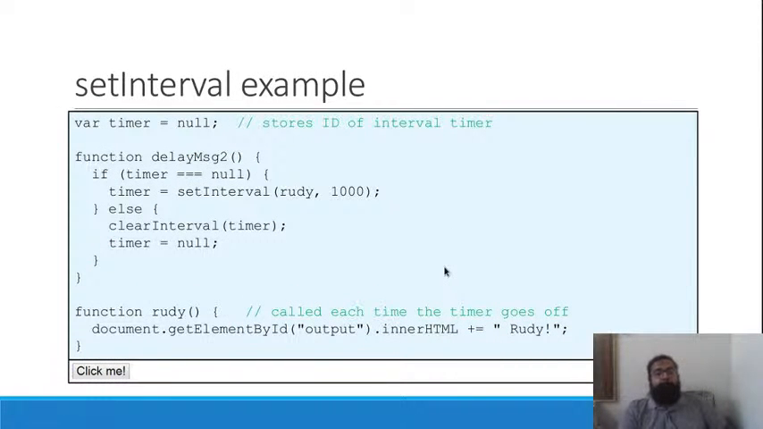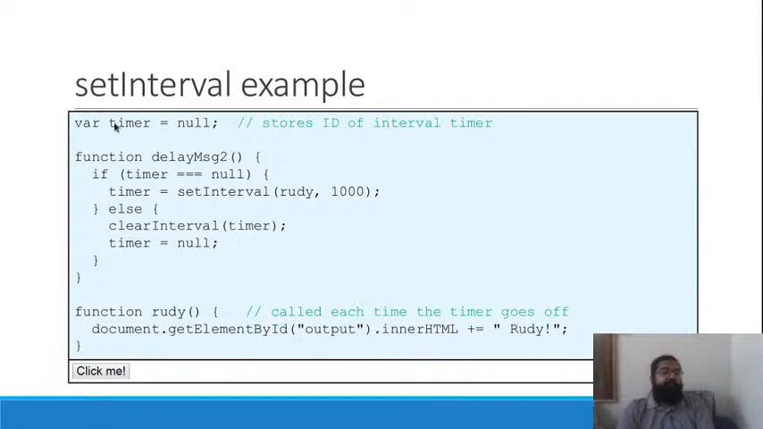Now if you want to use setInterval, say for example, there's a function called rudy. The function rudy is here, which is document.getElementById("output").innerHTML += "Rudy". So it will add Rudy to this innerHTML after a particular period of time. That is what it means, right?